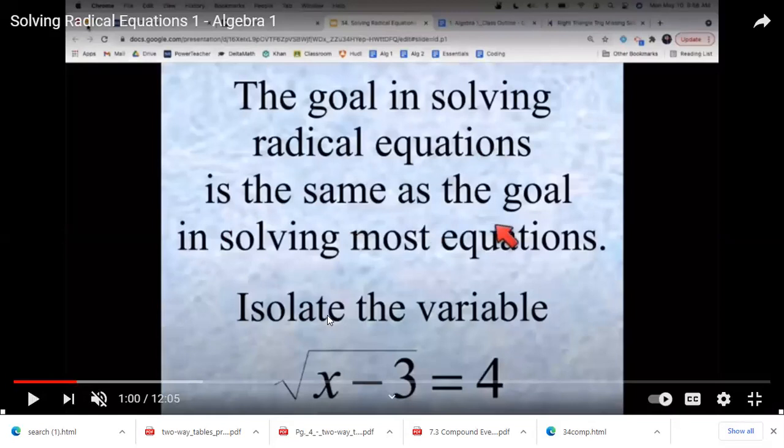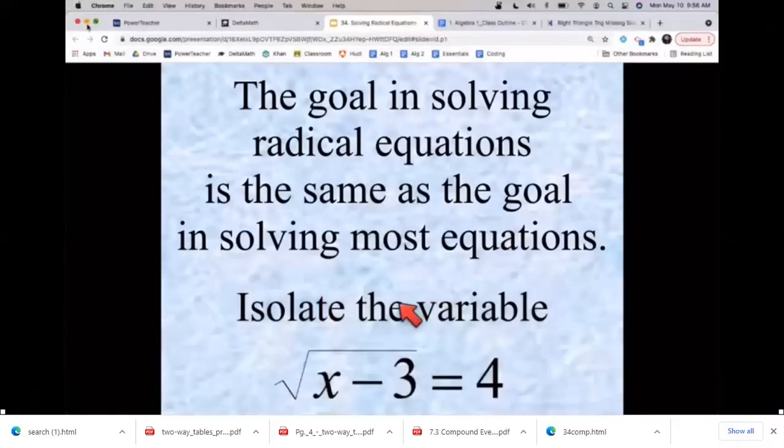The goal in solving radical equations is the same as the goal in solving most equations: isolate the variable. We have to find the value of the variable. Then we have square root of x minus 3 equals 4. How will we isolate the variable in this equation? We are going to work with both sides.